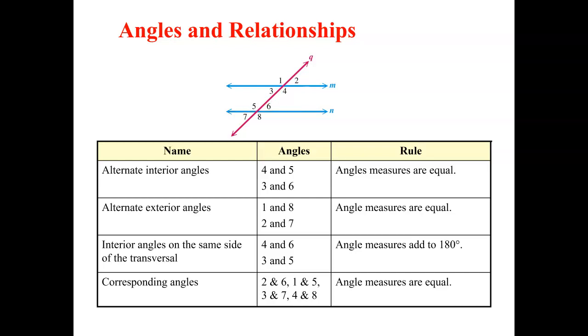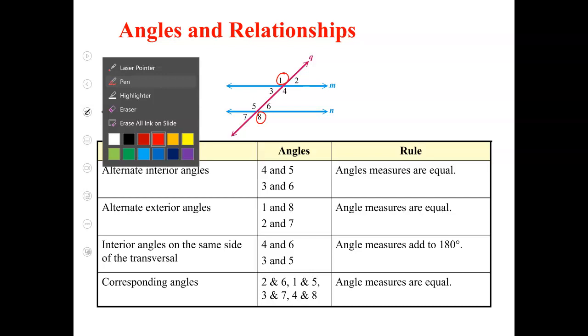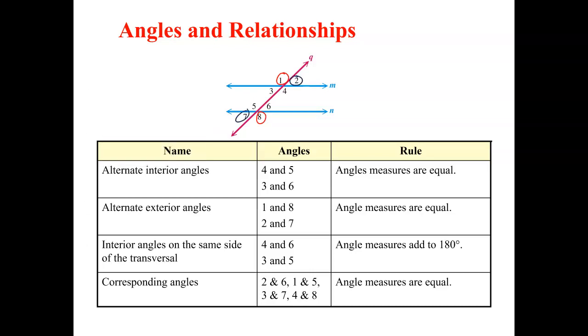Next one we have is alternate exterior angles. 1 and 8 is an alternate exterior angle pair, as well as 7 and 2. Again, those measures are going to be equal. Alternate, again, meaning they're on opposite sides of the transversal. Exterior, meaning they're on the outside of the parallel lines. They will be congruent angles.